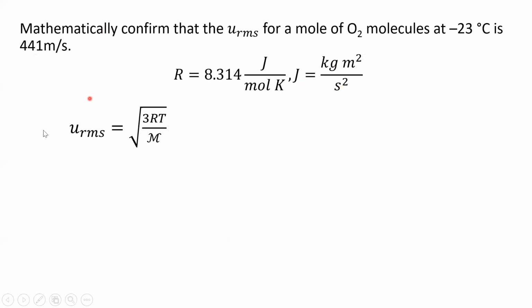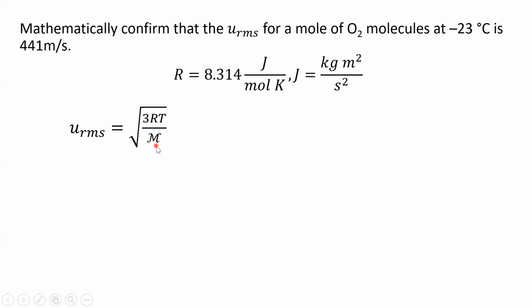So we start out with our root mean square velocity equation, the square root of 3RT over the molar mass. So what kinds of things do we need? Well, 3, that's a constant. R, we're going to use 8.314 joules per mole Kelvin. That means our temperature has to be in Kelvin. It was given to us in Celsius. And it tells us we're looking at oxygen gas.